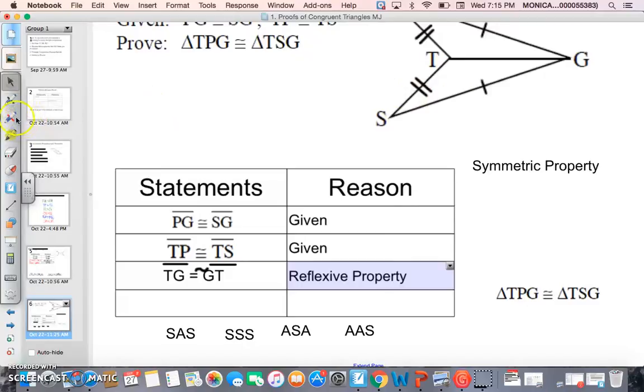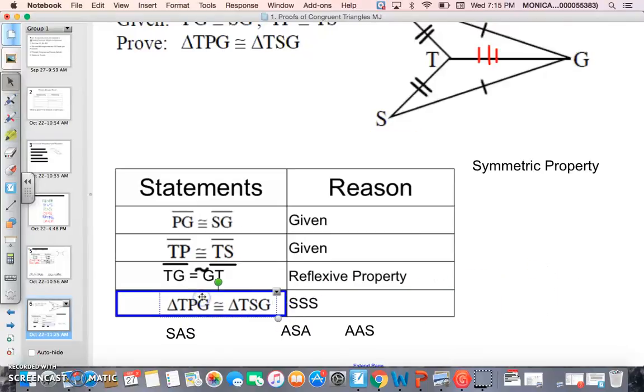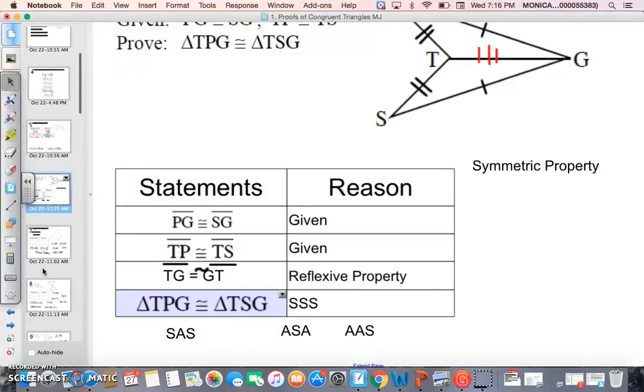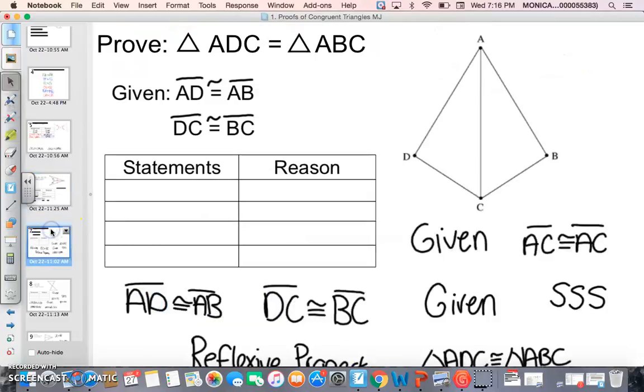And what I've noticed is that I have 3 congruent sides. This side is also congruent. So because I have 3 congruent sides, my proof is side, side, side. And my statement is that the 2 triangles are in fact congruent. Yay. All right. It's much more fun when you have choices. Sometimes you have to come up with these all by yourself.